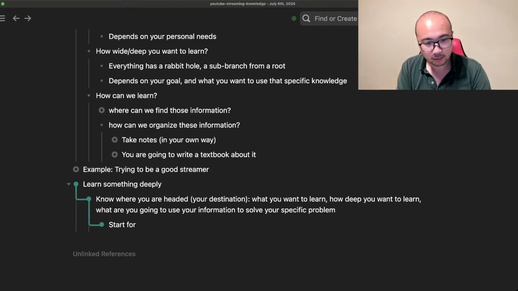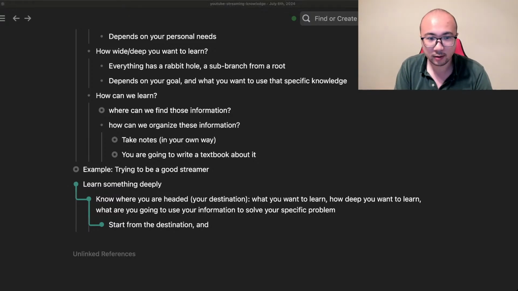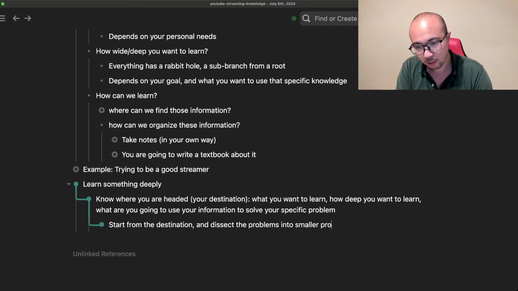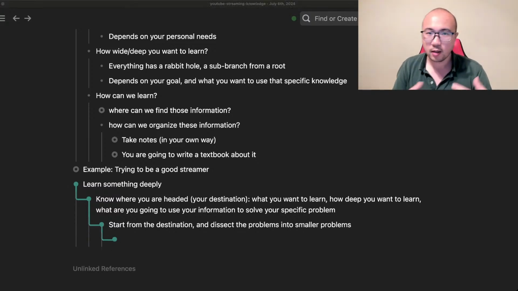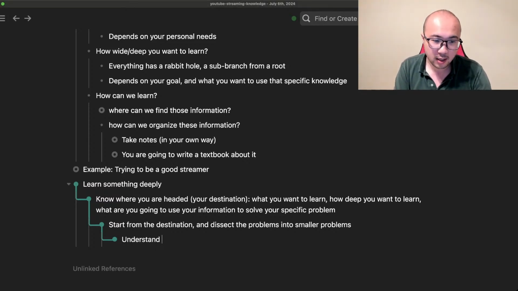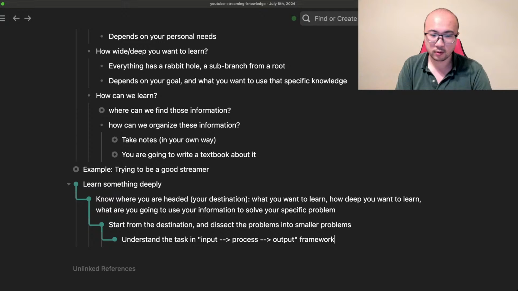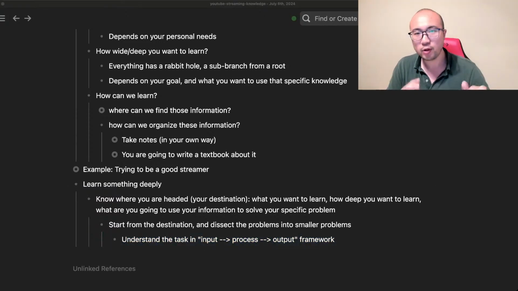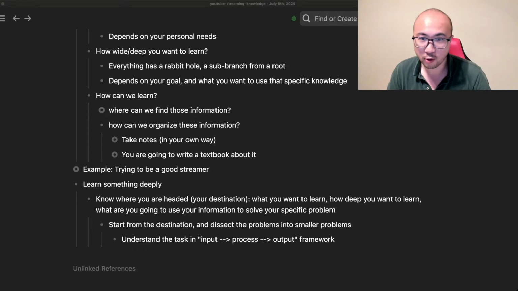Start from the destination and dissect the problems into smaller problems. And once you have dissected them into smaller problems, understand the task in an input, process, output framework. I think this is a very useful thinking framework to think about stuff.